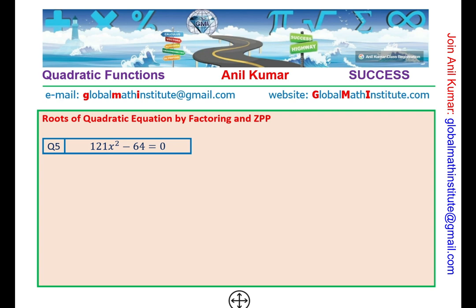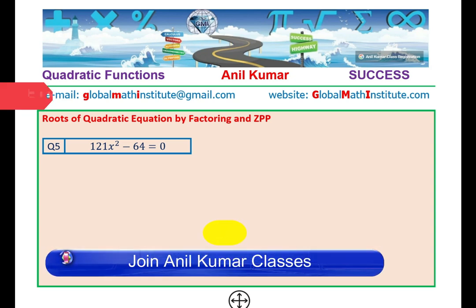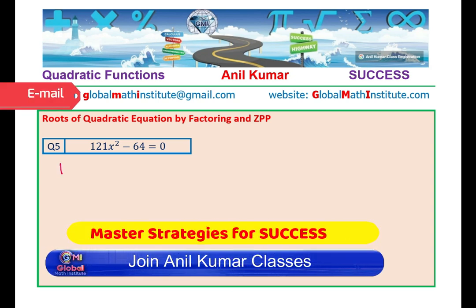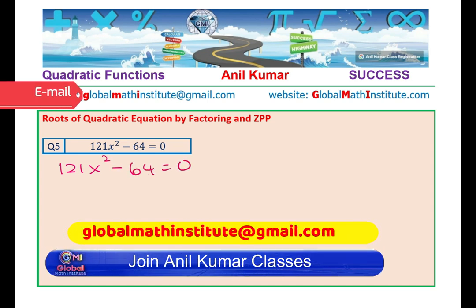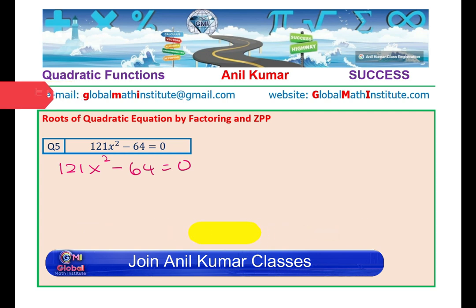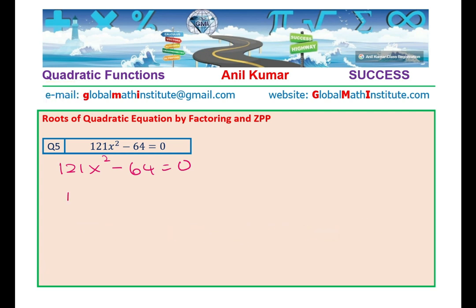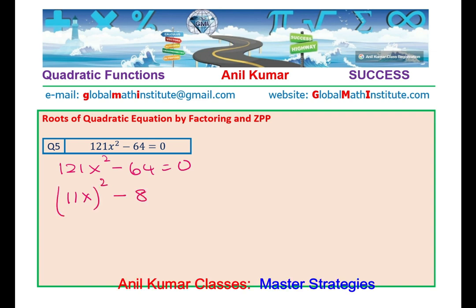We have 121x squared minus 64 equals to 0. How do we factor this? So let me rewrite this question, which is 121x squared minus 64 equals to 0. You will notice that these numbers are perfect squares, right? Each one of them. So I could write this as 11x whole square minus 8 square. Makes sense, right? We have to factor, right?